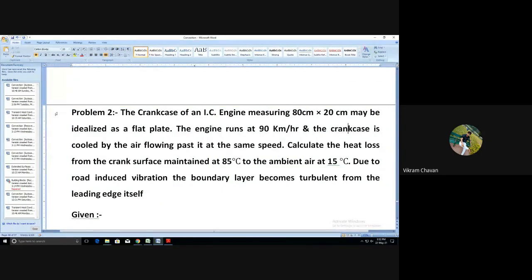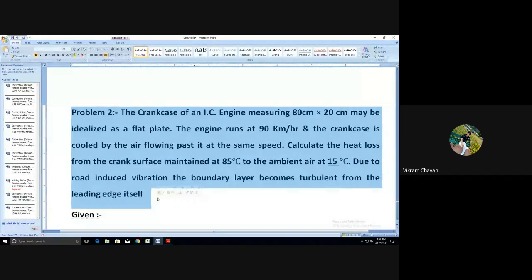The engine runs at 90 kilometer per hour, and the crankcase is cooled by the air flowing past it at the same speed.